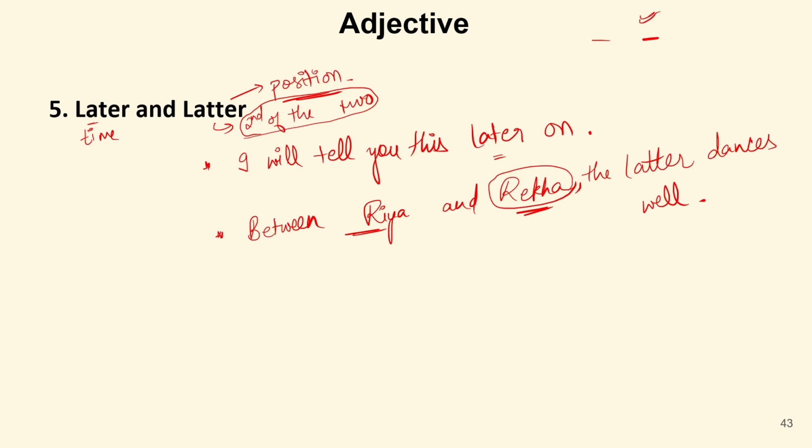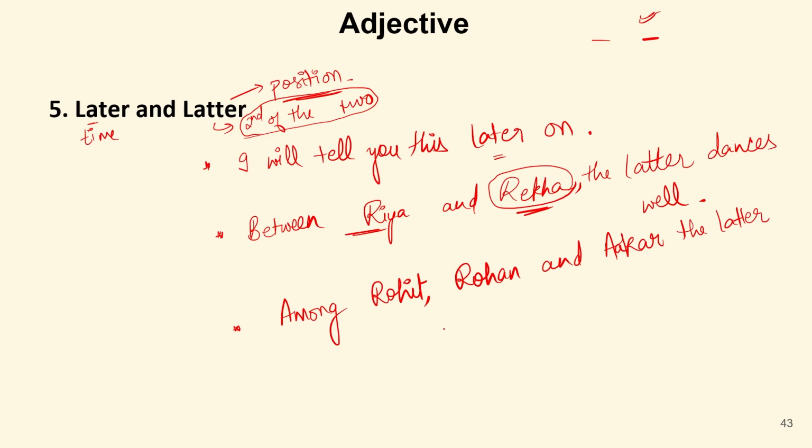Now, one more thing to remember, that latter can be used only for two persons. If there are more than two persons, we cannot use latter. There we have to use the next one, the third one, and so on. For example, if we have more than two persons, if I say among Rohit, Rohan, and Akar, the latter is in bank.